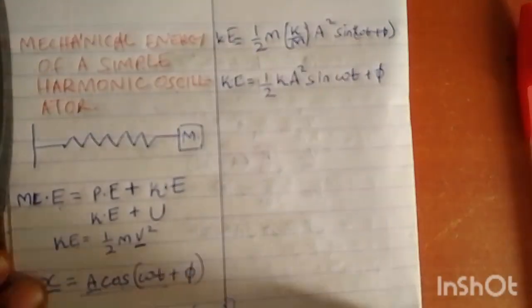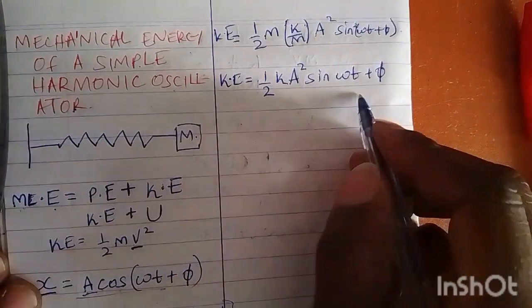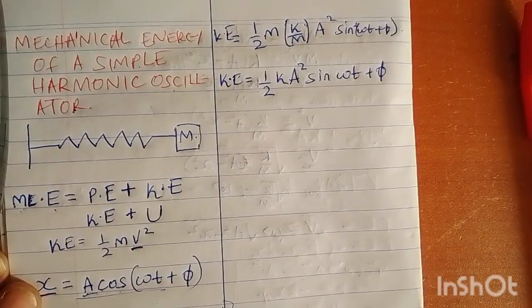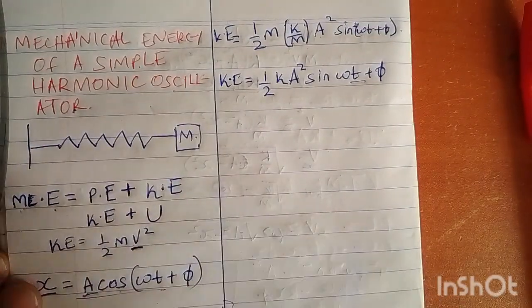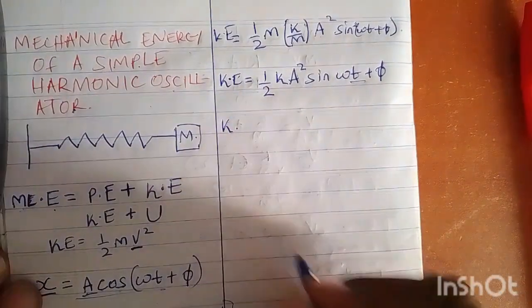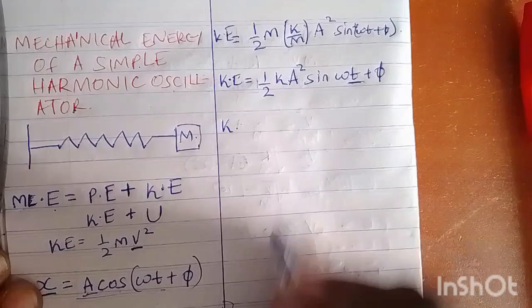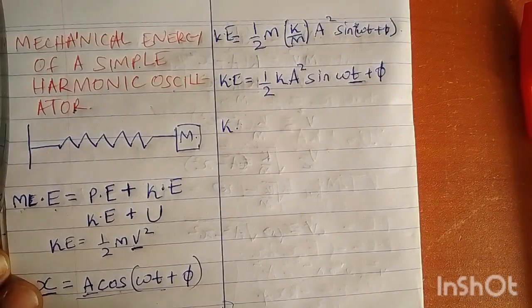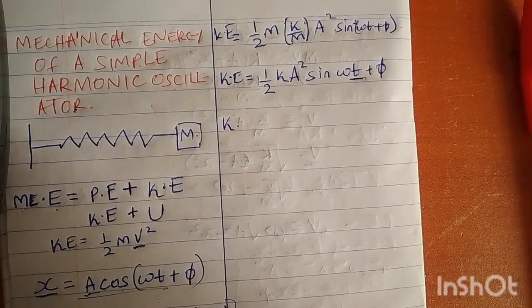Now this gives us the kinetic energy for that mass spring system at any given time t. But if we are at the mean position, the time is equal to 0. At time t equals 0, the sine function becomes 0. Therefore, at the mean position, we have maximum kinetic energy.